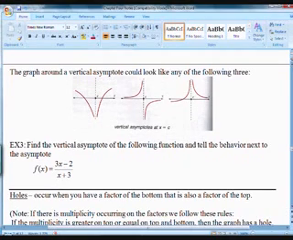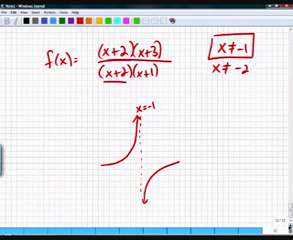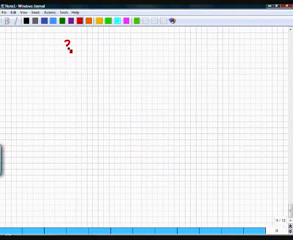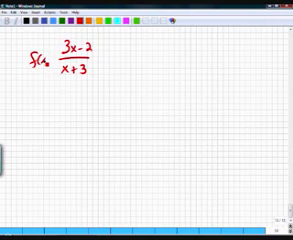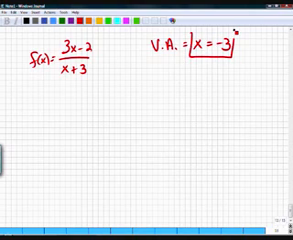So you might want to watch that part. 3x minus 2 over x plus 3. F of x, we'll call it. Okay, first part, vertical asymptote, I'll just call it the VA. What is it? X equals negative 3. There's a line at negative 3. Okay, you've got a vertical asymptote at x equals negative 3. But I want to know, what does this graph do on the left side of it, and what does it do on the right side of it? Let me show you how to do that.